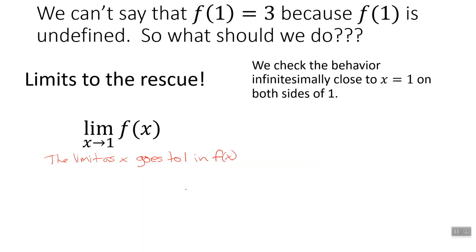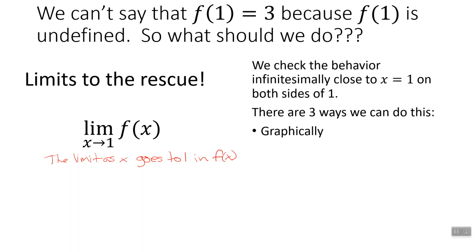So what we end up doing to find this limit is we check what happens on both sides. So close to 1 on both sides. The word we use is infinitesimally close. So like we move a tiny, tiny, tiny little bit each way. All right? And there's 3 ways we can do this.